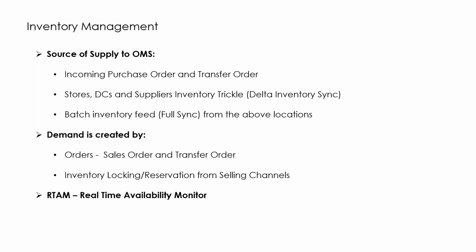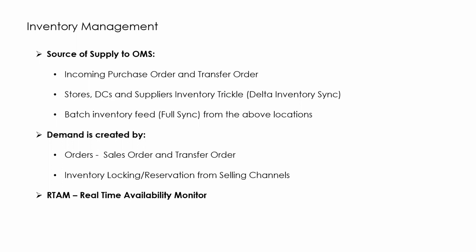Okay, a real-time availability monitor. So RTAM is a very famous concept in OMS. Taking all of this inventory picture, and also looking at demand, OMS publishes something called RTAM, real-time availability monitor, which it gives to the selling channels. It is again delta and full sync, right? As the inventory picture changes, there will be a trickle feed, a delta feed, that OMS sends to the selling channels. OMS gets all of this information from different places and gives that picture to the selling channels.